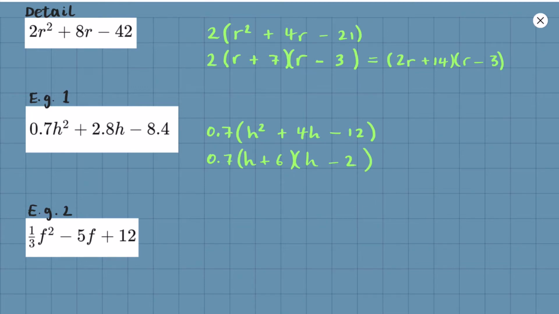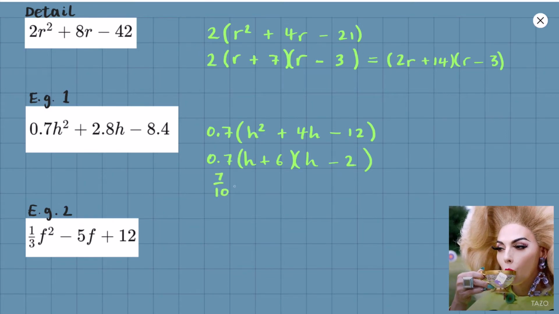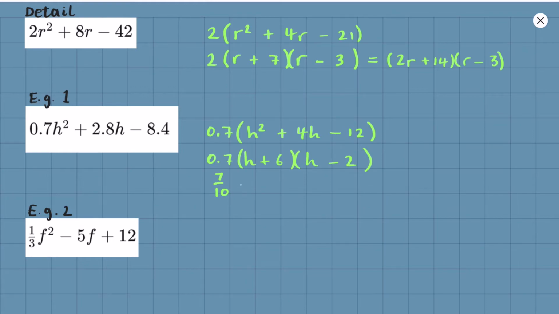And do you want to integrate and bring that back in? Maybe if I wrote it as 7/10, might be interesting to bring it back in. Might be easier to write. So let's just see if we prefer it. Only one way to find out sometimes. 7h over 10, and then you've got 7 times 6, which is 42, divided by 10.